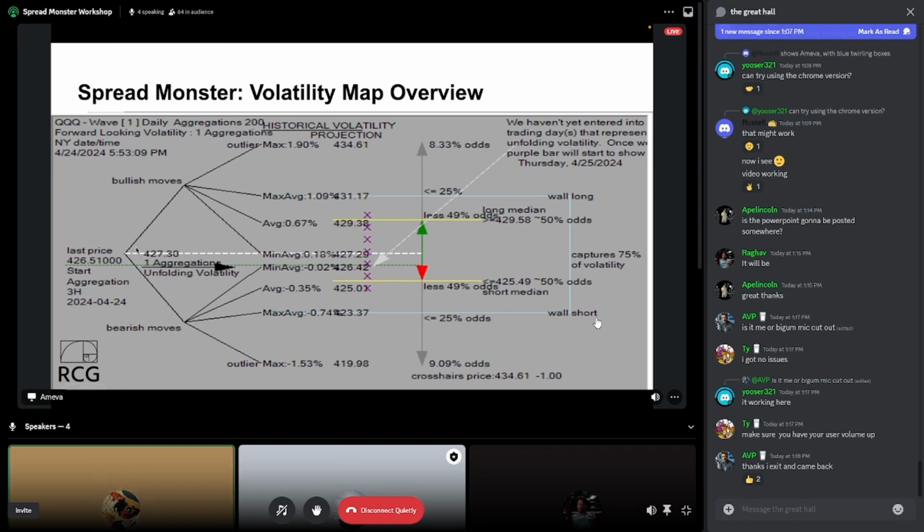These long and short medians are a common range for price action to occur, right? I'm pretty sure the statistic is around 90% of the time either median is touched during the day. Then you have these wall longs and wall shorts, which represent another gateway for price action to either generally move beyond in an outlier fashion or revert in a normal price action fashion. You can see it captures 75% of the volatility generally of the market over whatever period you selected. You can see the percentage odds for the max outliers as well over the last however many days you use.